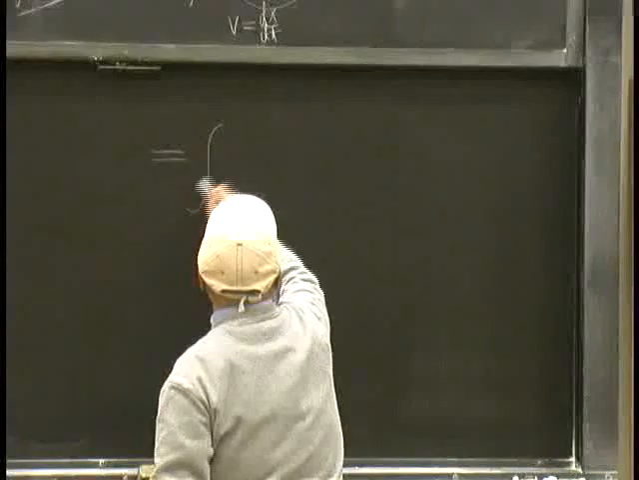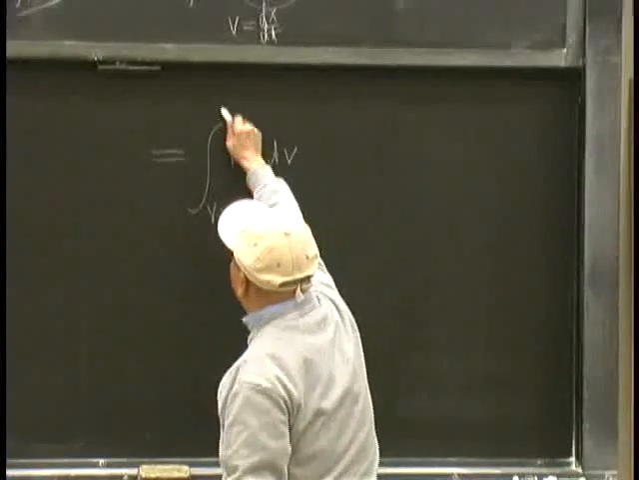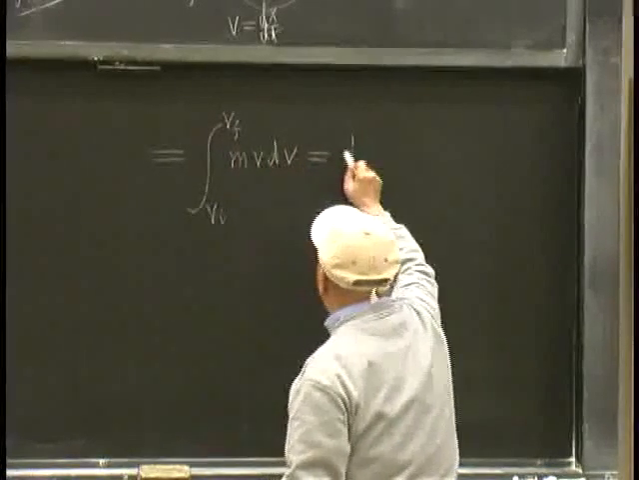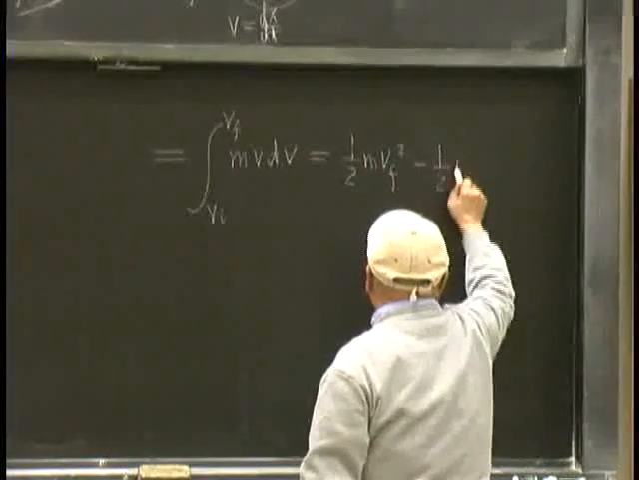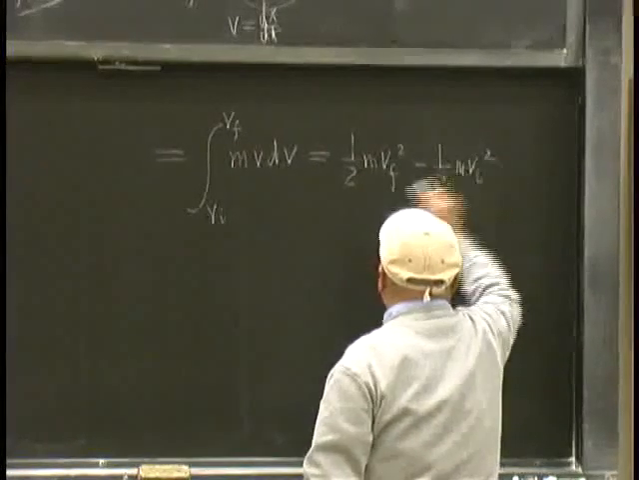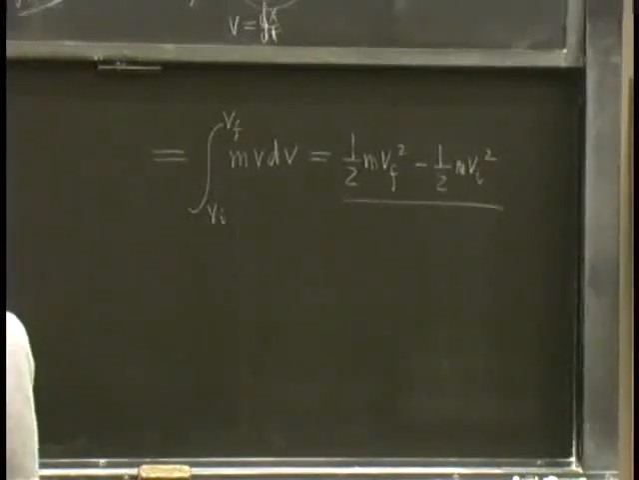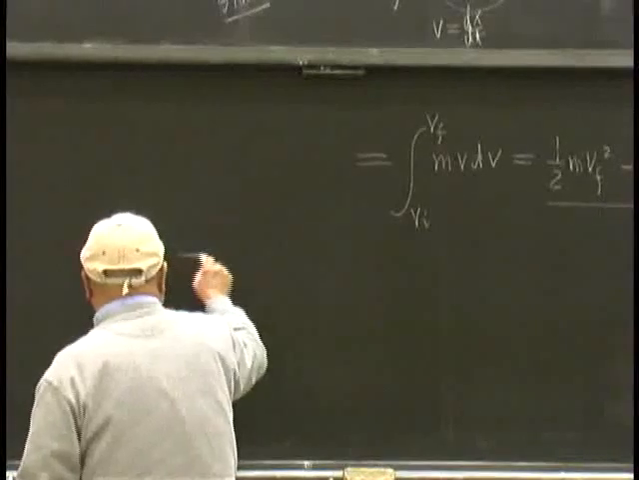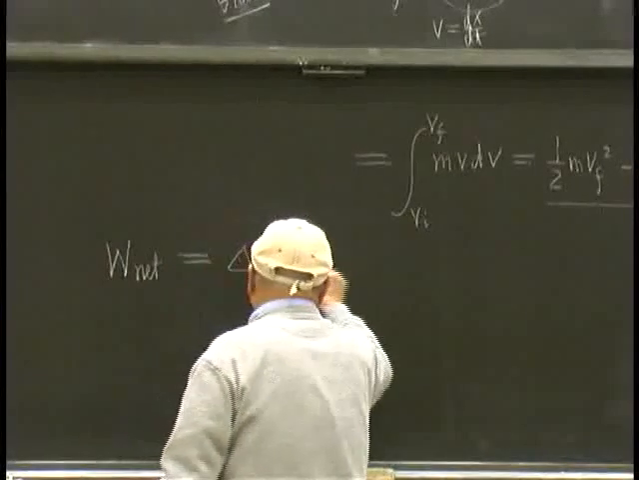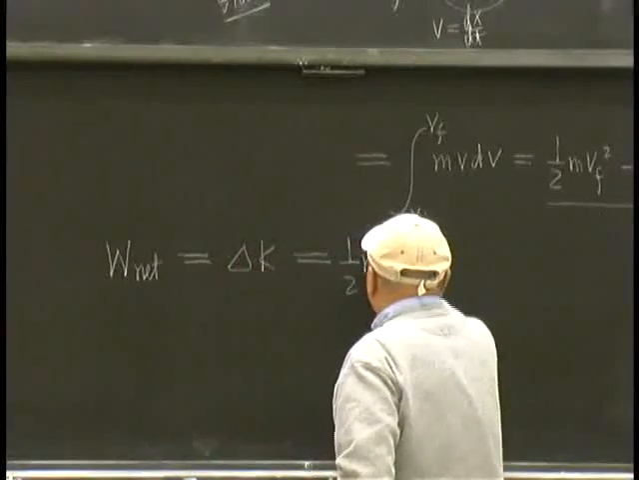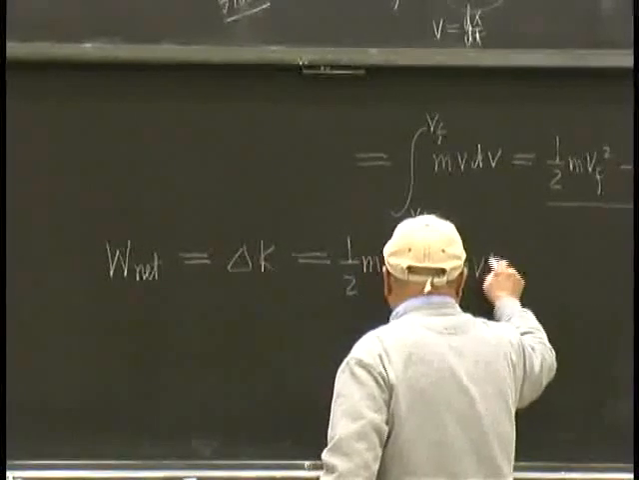Variable change. So that is equal to m v dv. So we usually find that it is equal to 1/2 m v sub f squared minus 1/2 m v sub i squared. So from this, we know that when the work is done, the kinetic energy is changed by 1/2 m v sub f squared minus 1/2 m v sub i squared.